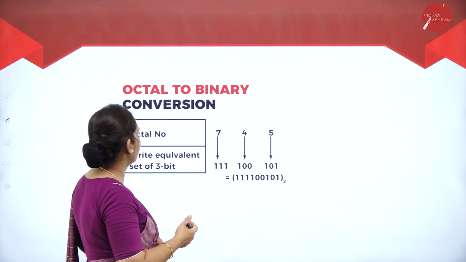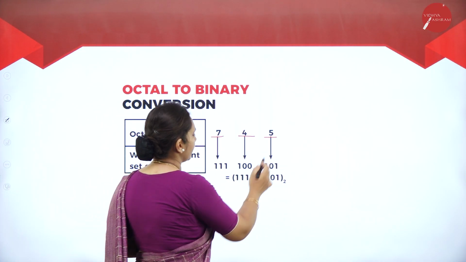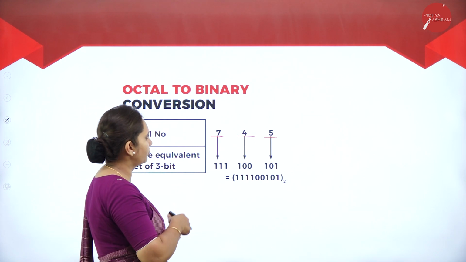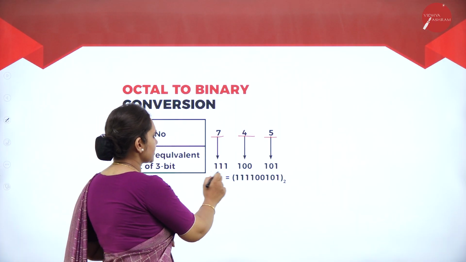Now, octal to binary conversion, the octal number is like this, 7, 4 and 5. How will I get this binary conversion? The LCM method we need to follow. I need to divide it by 8. Then I'll get this number.